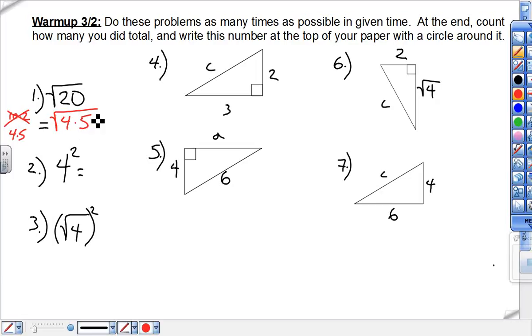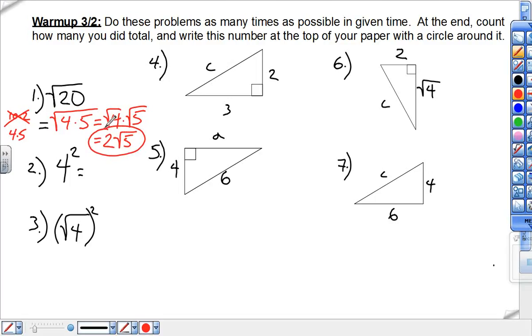Notice I'm always writing the perfect root first. And then when you split it into two parts, take the square root of 4 to get a whole number 2. Bring down the square root of 5 because you can't do anything with it. So that becomes 2 root 5.